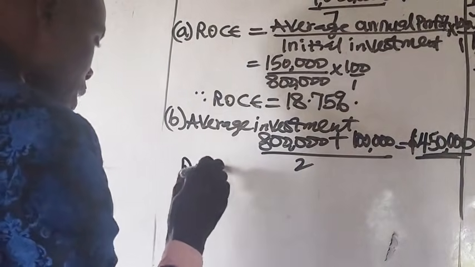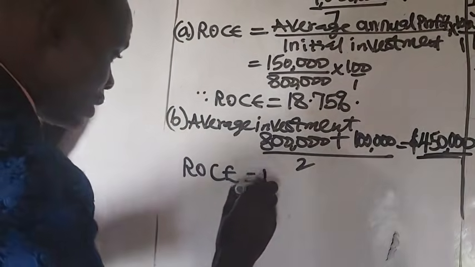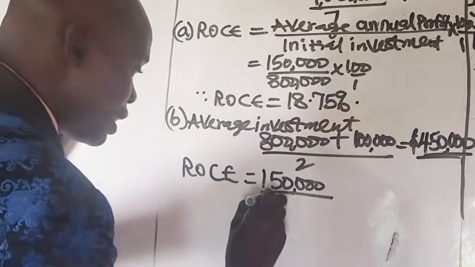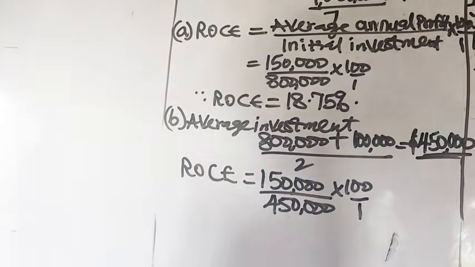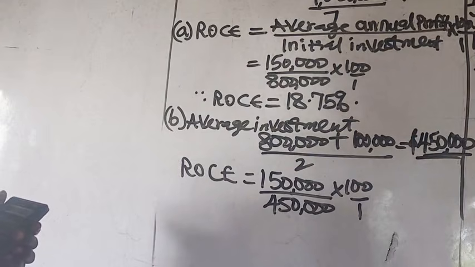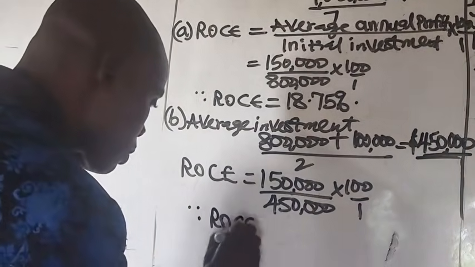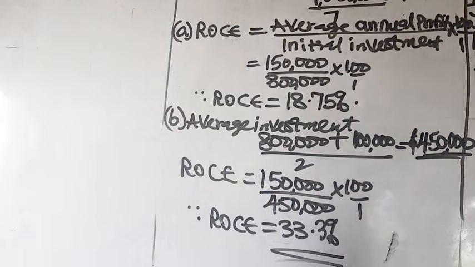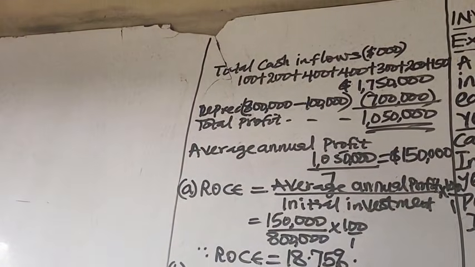What is the ROCE? ROCE is average annual profit as calculated above, 150,000, over average investment of 450,000, times 100 over 1. So we have 150,000 divided by 450,000 times 100. That gives us 33.3%. That is the return on capital employed calculated on the average investment.